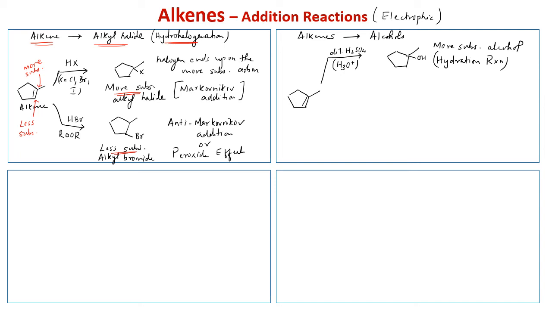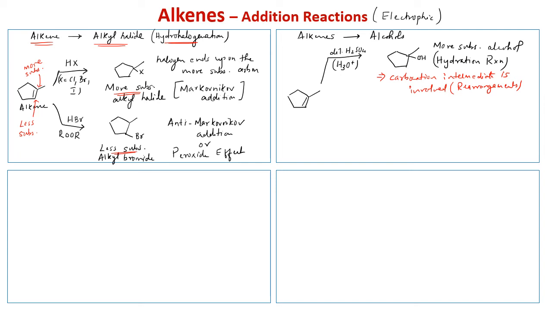Now, something to remember or keep in mind about this reaction is that a carbocation intermediate is involved, okay, which gives us rearrangements when possible. So rearrangements are possible in this reaction.